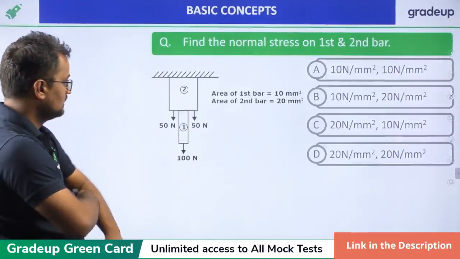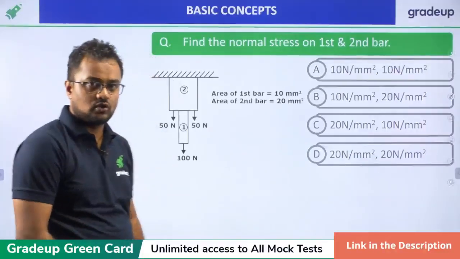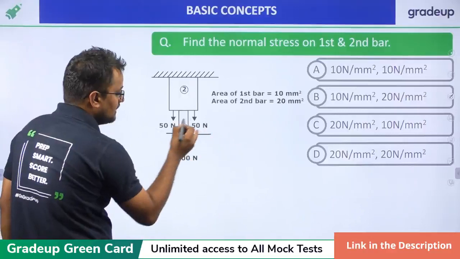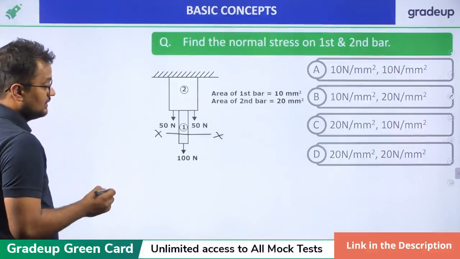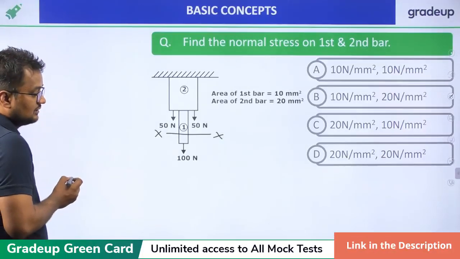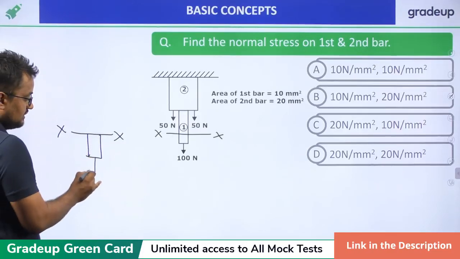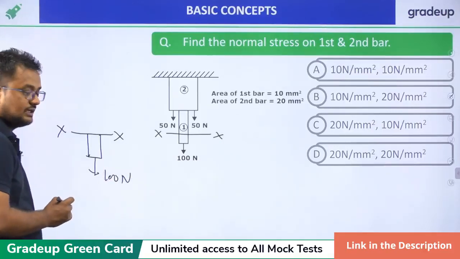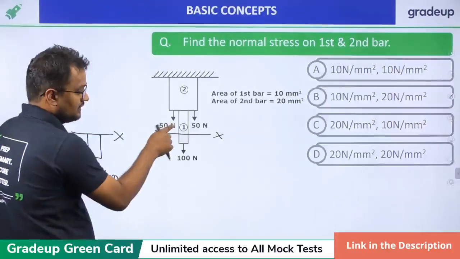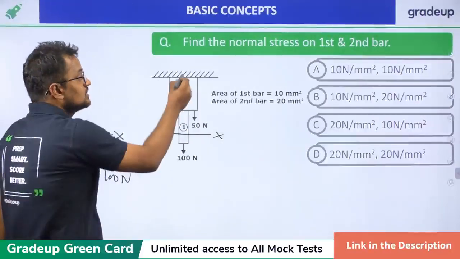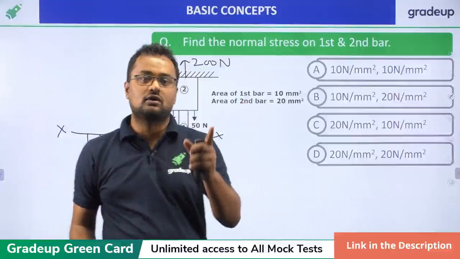Okay, see here. I want to calculate the normal stress. First of all, see, normal stress I want to calculate. Suppose I cut a section from here. I name this section XX. If I cut this section XX, and take this as the body with 100 Newton, then the whole body is in equilibrium because 100, 50, 50, total 200 force is acting downward. Therefore, there will be 200 Newton force acting upward also because this is a fixed support, it will be balancing.